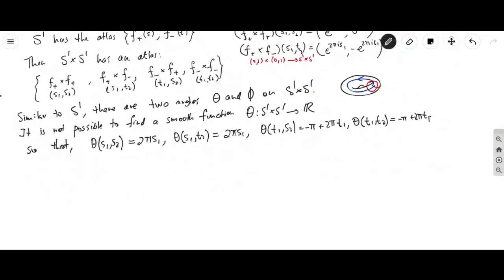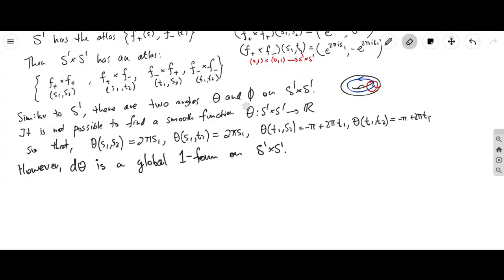However, d theta is a global one form on the torus. So even though the angle is not, d theta is a global one. But what do we mean by d theta? Again, this is really abuse. Here we're really abusing notation, because technically theta does not even exist.